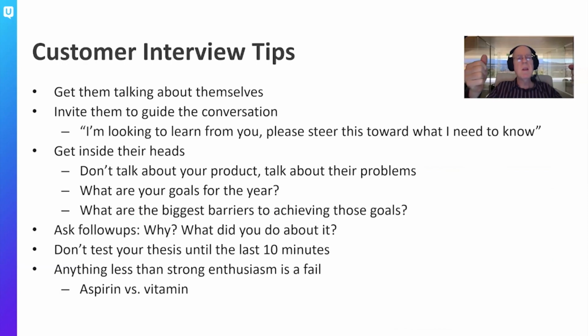And you want to see if you get a strong positive reaction. If they just say, well, yeah, I could see myself potentially using that, what that's actually telling you is that they're just being polite and you need to keep working on it.